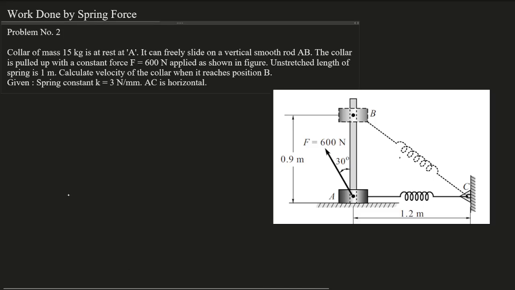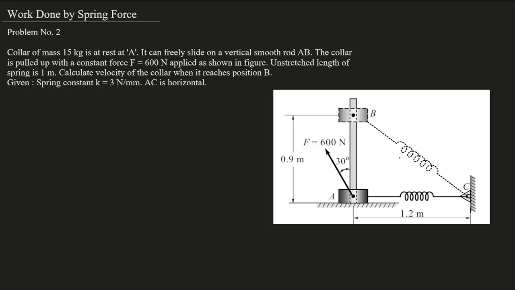In this video, we will see a problem on work done by spring force using the work energy principle. The problem states that a collar of mass 15 kg is at rest at A. It can freely slide on a vertical smooth rod AB. The collar is pulled up with a constant force F equal to 600 Newton applied as shown in the figure.